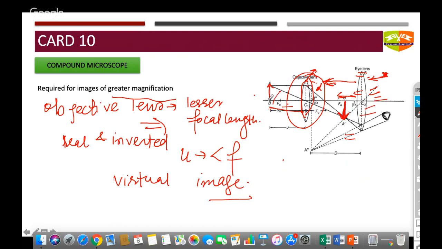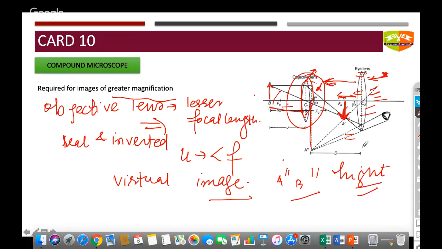So suppose this object is AB, which is placed beyond the principal focus of the objective. Its image would be formed here at A dash B dash, between the objective and the eyepiece. This image is inverted and real and magnified, as I have already told you. This first image acts as an object for the second convex lens, which is the eyepiece. The distance between this A dash B dash and the eyepiece is less than the focal length of the eyepiece. So this gets further magnified, and the final image would be formed here, which I am naming as A double dash B double dash, which is highly magnified in nature. So this is the construction and working of the compound microscope.